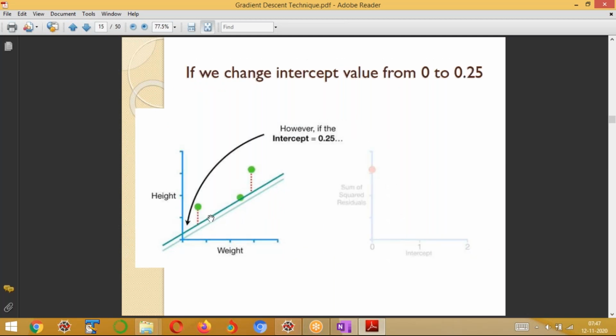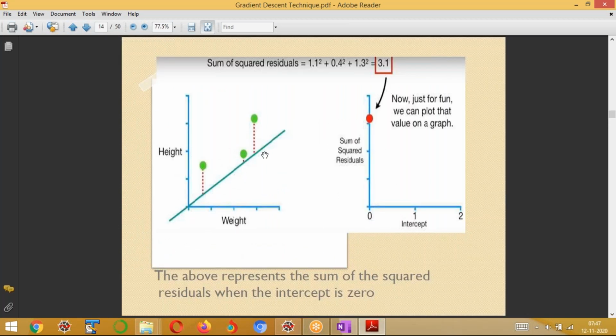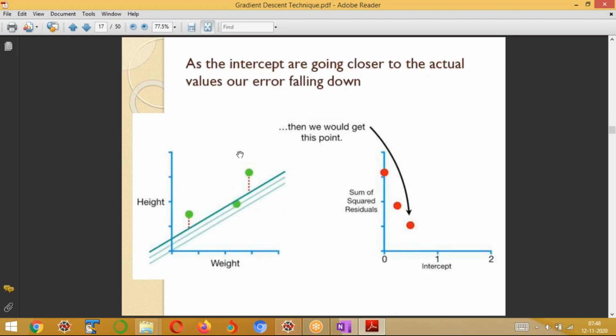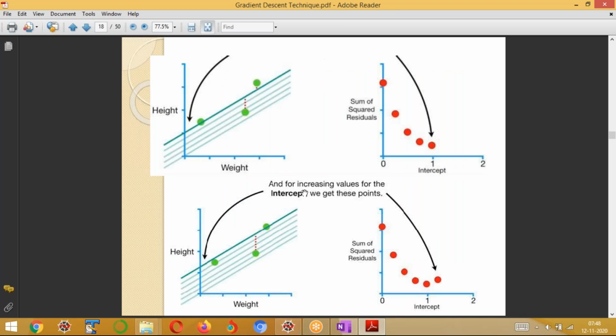Initially it was like this. After applying the derivative technique, this line keeps on moving like this, and the error is falling down. After some iterations, you could see a line will be produced somewhere where you have the minimum error possibility. How is this happening? With the help of derivative.